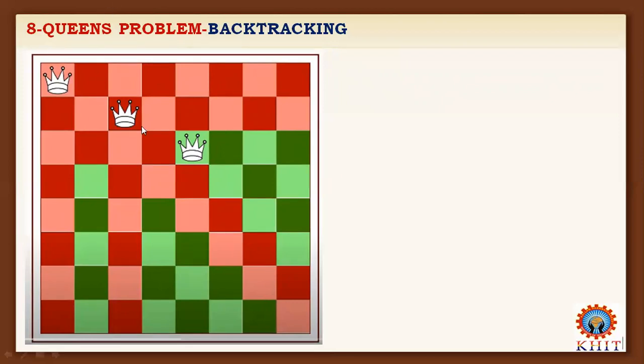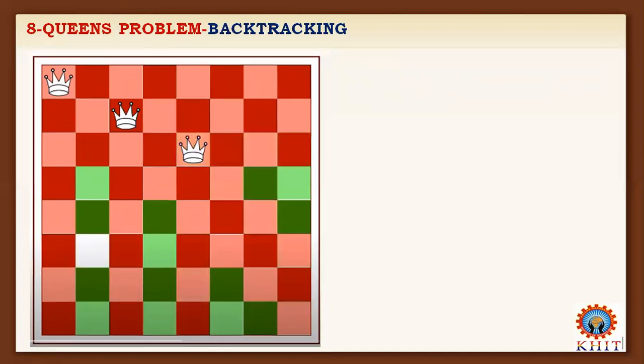When I have placed queen 3 here, next let me check what are the possible ways I can place the next queen. These are all highlighted in red color. That means it is not possible to place the next queen there. So now check where to place the next queen. I have the possibility of placing the next queen here or here or here. There are three possibilities where I can place my queen.